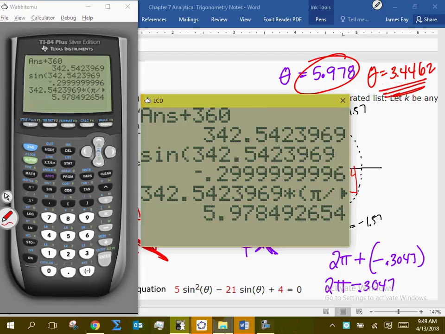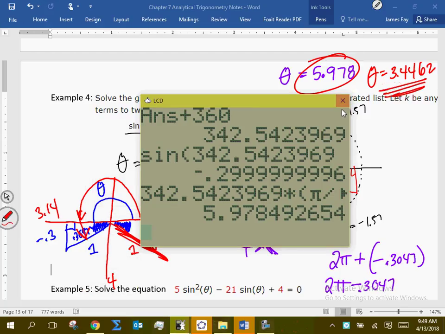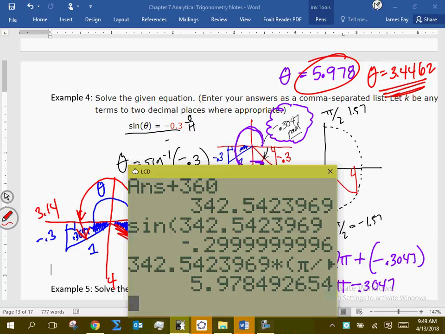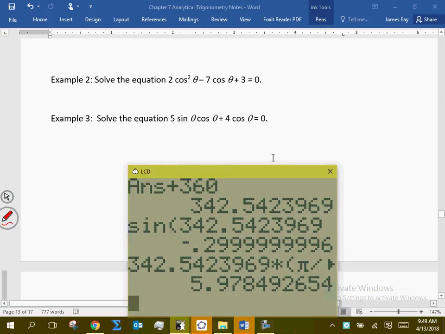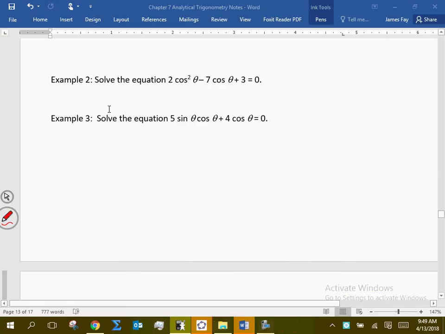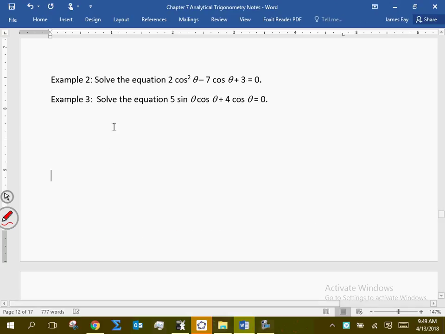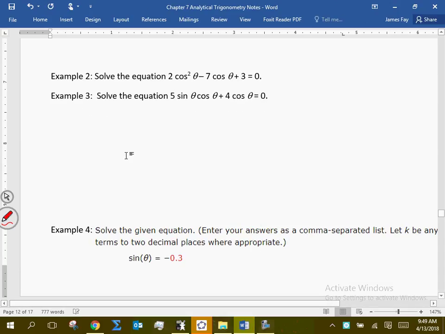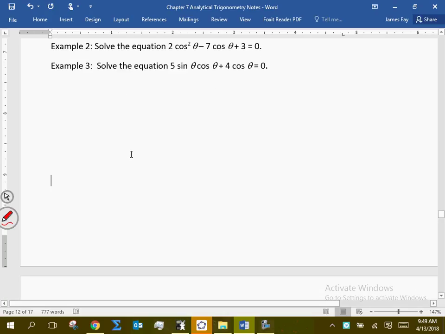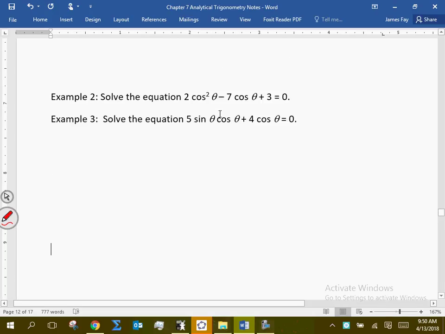So how does that impact other questions? That process actually comes up a lot in some of these types of equations. So example 3 here says, solve this equation, 5 sine theta cosine theta plus 4 cosine theta equals 0. It's a little bit of a different format of an equation that we haven't seen so far. It's not a traditional algebra 1, algebra 2 multi-step equation.